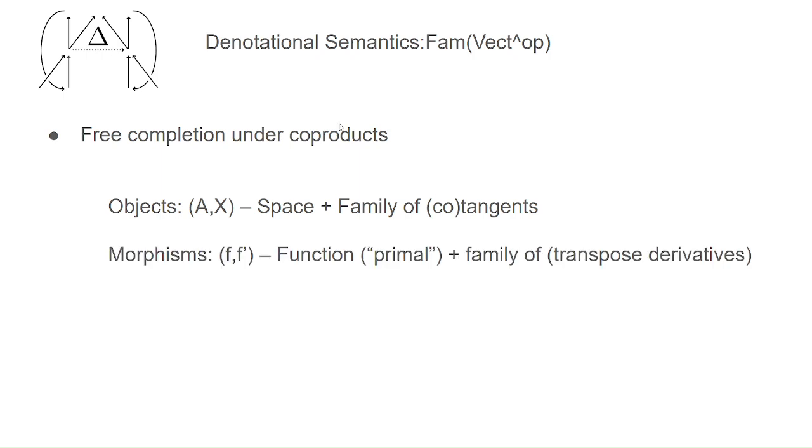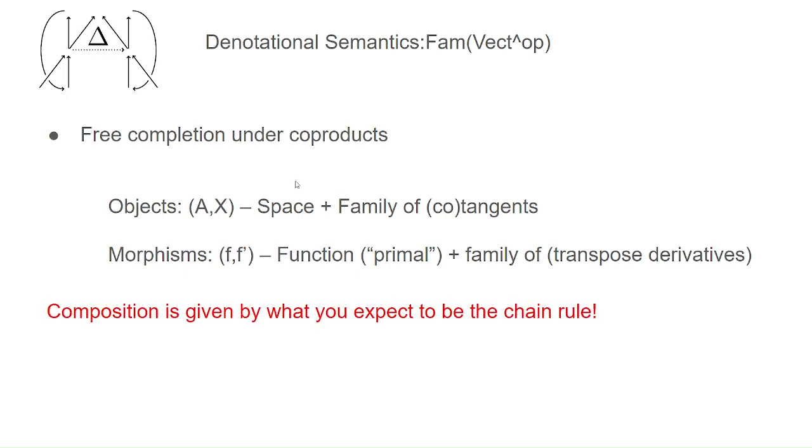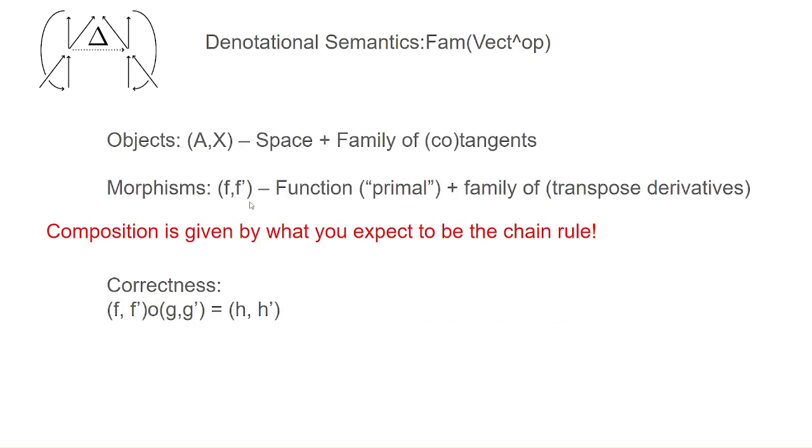And morphisms are functions between the spaces and a family of linear transformations. And again, you can think of this family as the family of the transposed derivatives of the original function. The composition is actually given as what we expect, by which I mean the chain rule. It's basically what you expect to be the general chain rule. And this is actually the first step of the correctness proof.